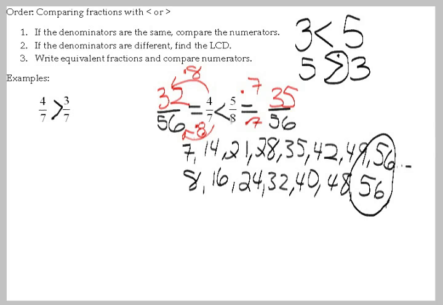So if we have different denominators, we need to find equivalent fractions with the new denominator, and then we can compare the fractions.